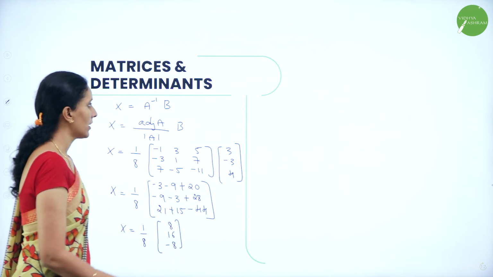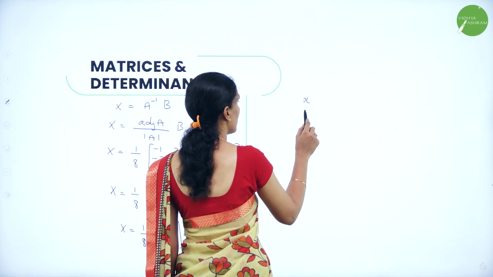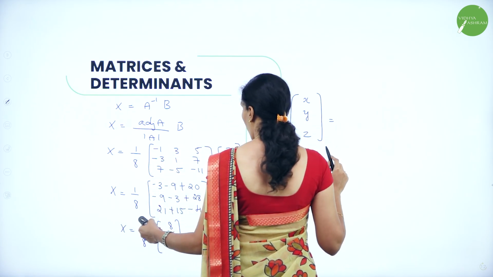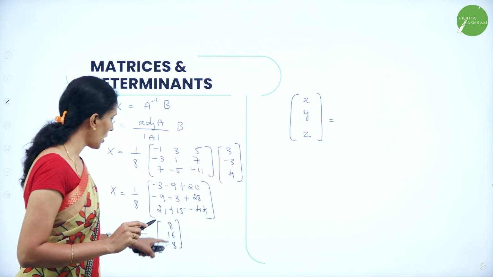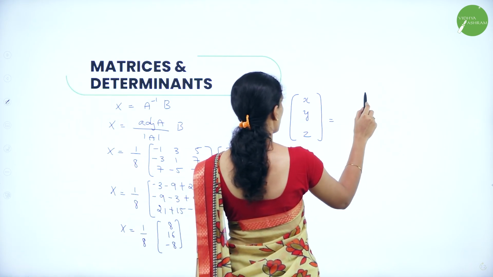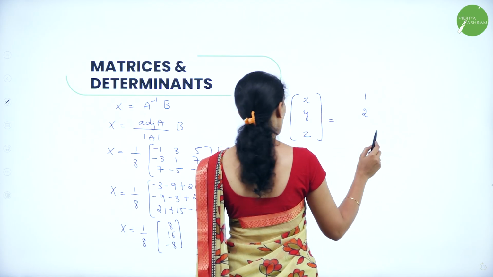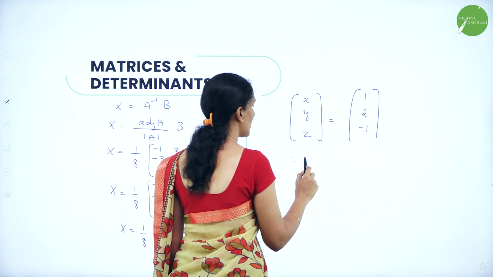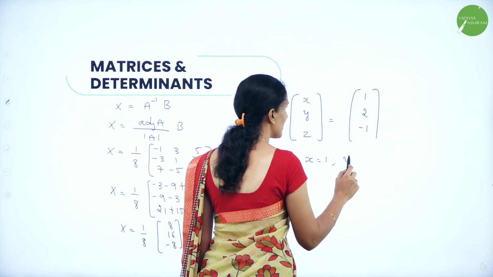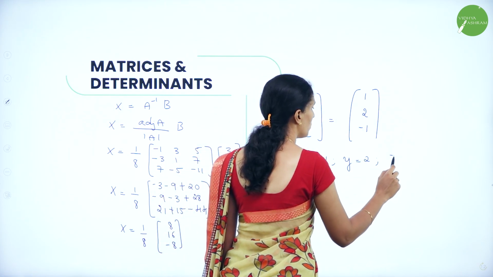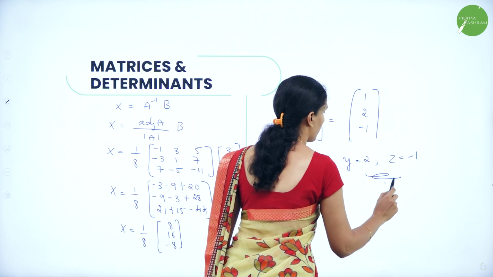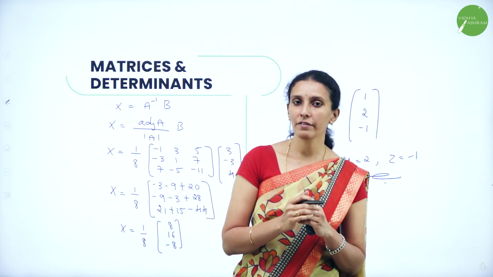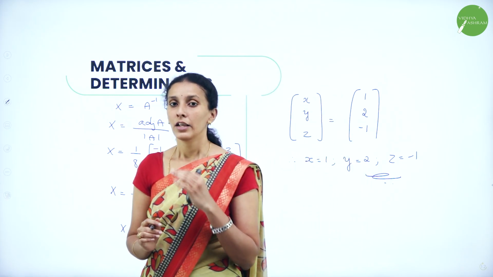So now let's write the matrix X. It is X, Y, Z. So that is equal to 1 by 8 of each element. If you take 8 by 8, it is 1, 16 by 8, it is 2, minus 8 by 8, it is minus 1. So hence we have two matrices equal. So therefore we can write x is equal to 1, y is equal to 2 and z is equal to minus 1. So this is how we will find the values of x, y and z through the matrix method.